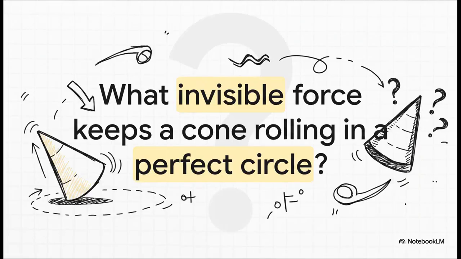Okay, so picture this. A cone is rolling on a surface, and it's tracing a perfect circle. It's almost magical, right? Like it's stuck on some invisible track. But there's no string, there's no guide rail, so what's keeping it in that circle? What's the invisible force that's steering it and keeping it from just toppling over or sliding away? That's the big mystery we're here to solve.